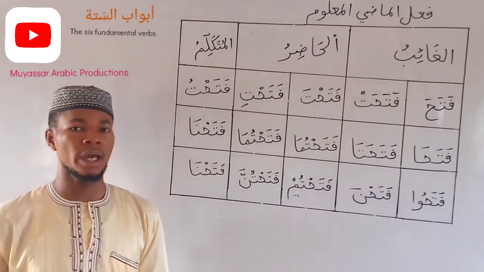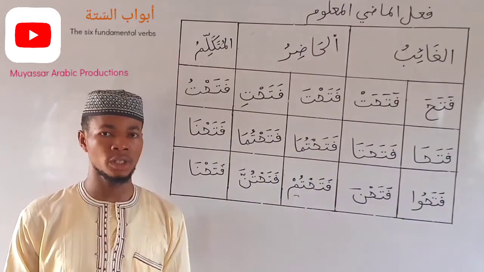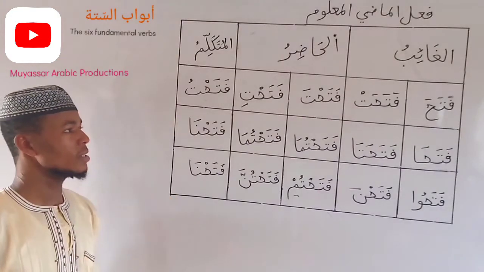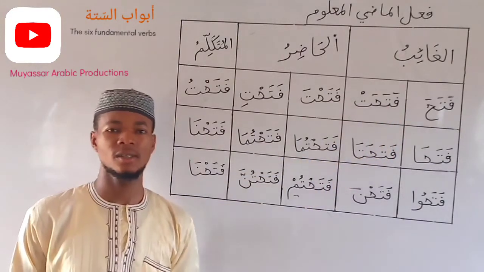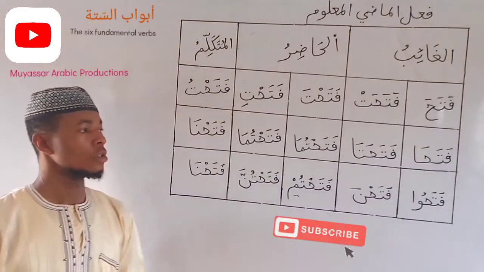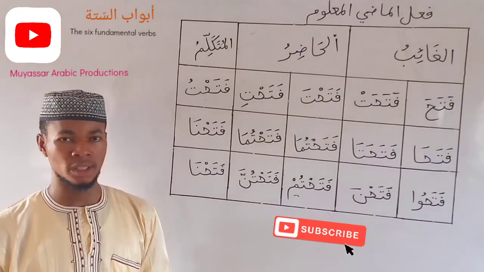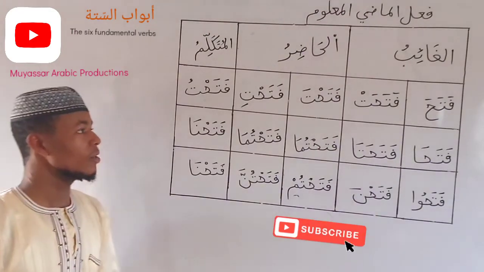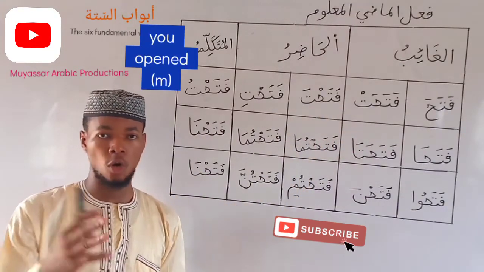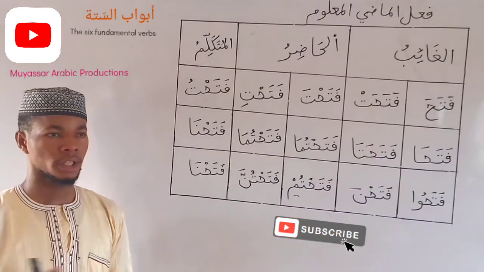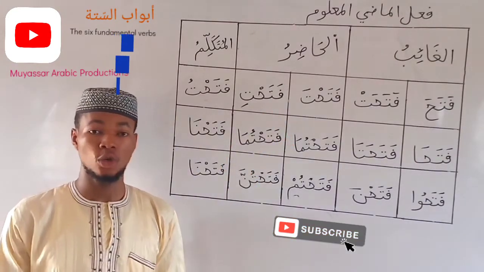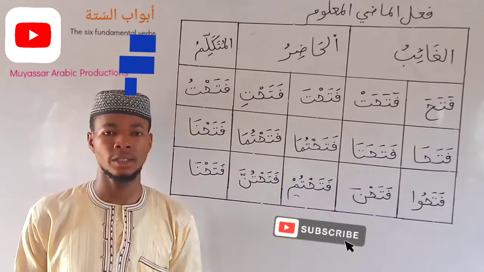That is in masculine gender. So in Arabic, when you want to say he opened, we say fataha. Now the next is fatahat, meaning she opened. That is feminine gender. So in Arabic, when you want to say she opened, you say fatahat. Now the next is fatahta, meaning you opened in masculine gender. Then the next is fatahti, meaning you opened in feminine gender.